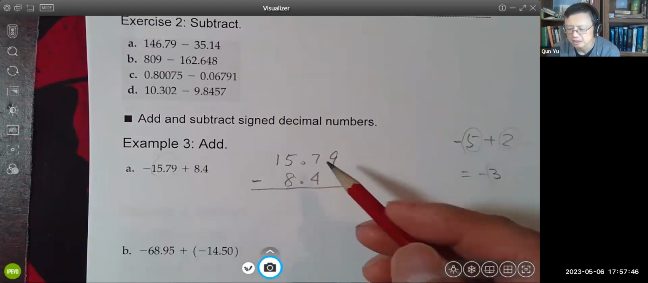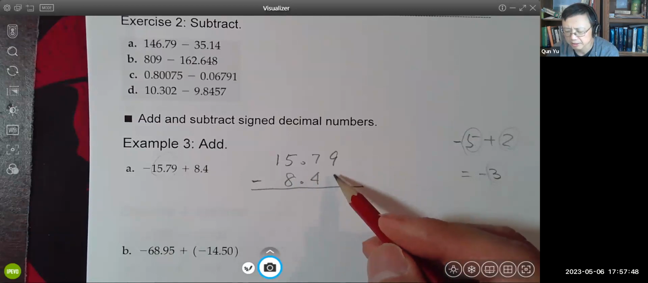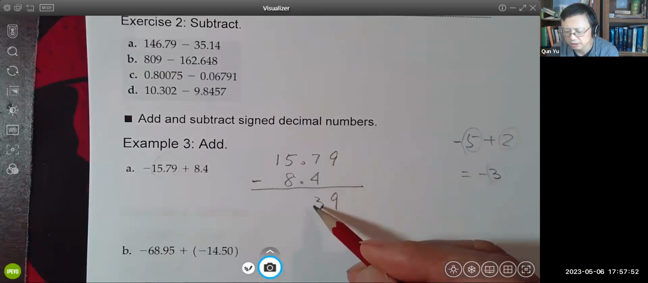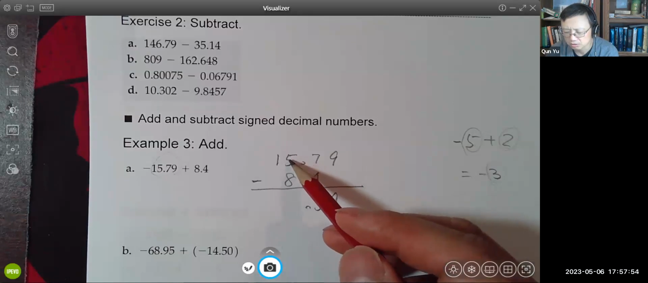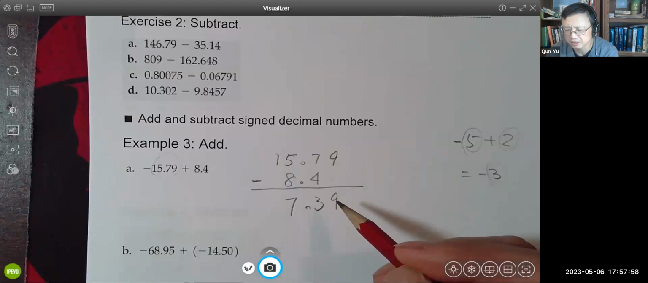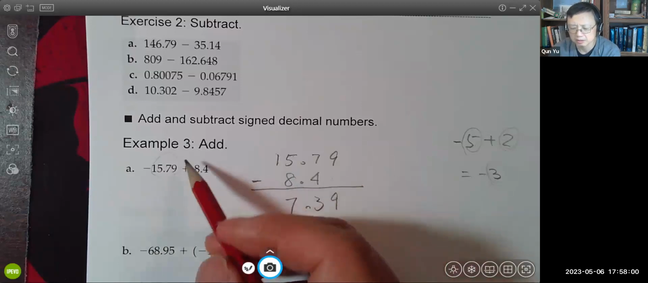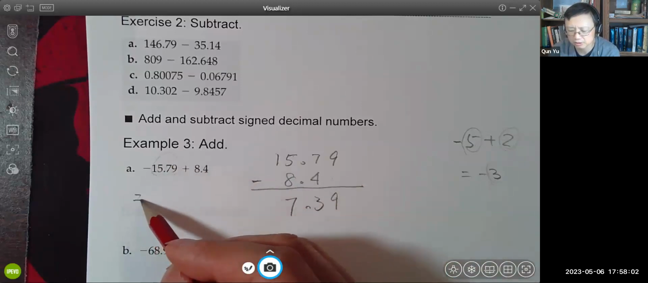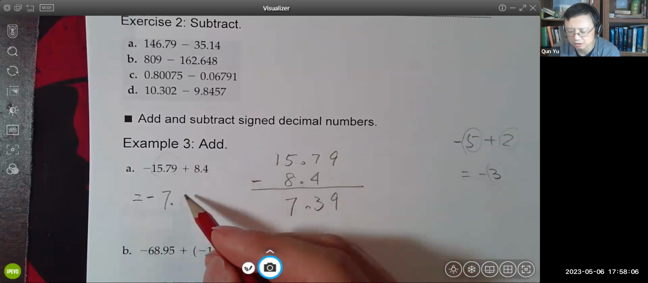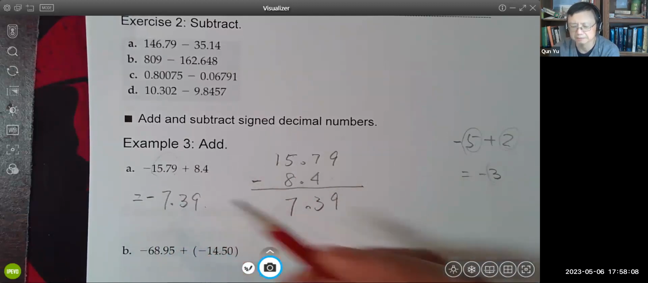Okay. Now we do subtraction. 9 minus 0 is 9. 7 minus 4, that's 3. This one is too small, so 15 minus 8 is 7. I get 7.39. But since the negative number is bigger in size, the result is negative. So negative 7.39.